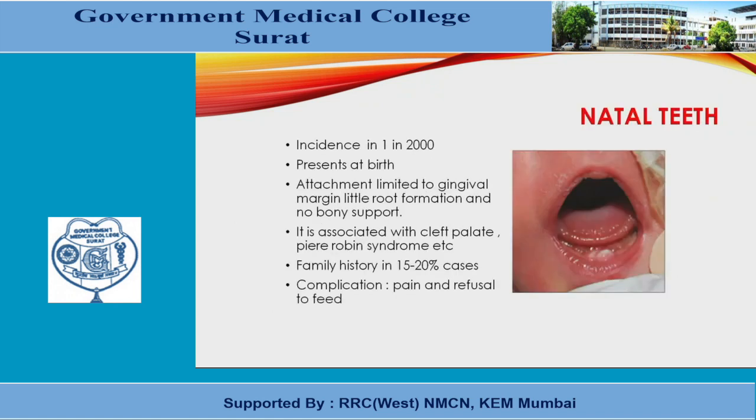Natal teeth are usually seen in an incidence of 1 in 2000. They are present at birth. There is attachment limited to the gingival margin, with little root formation and no bony support. It is associated with cleft palate and Pierre Robin syndrome, and there is a familial history in 15 to 20% of cases. Complications can be seen in refusal to feed or difficulty in feeding, and pain.